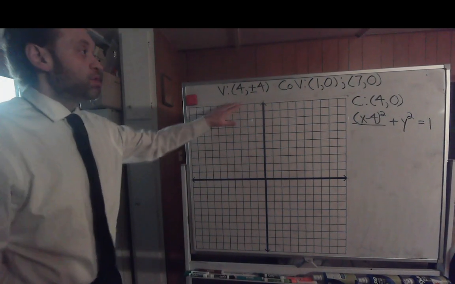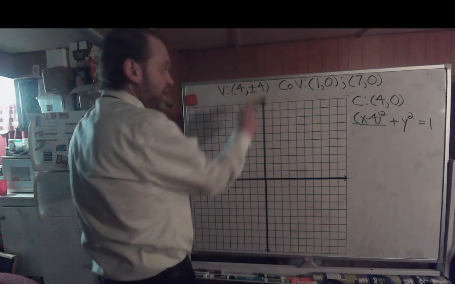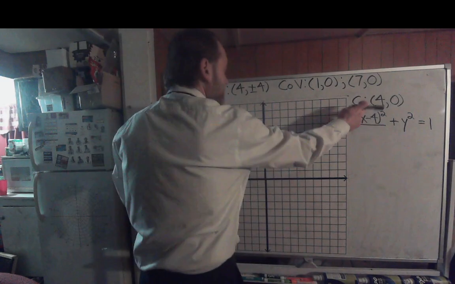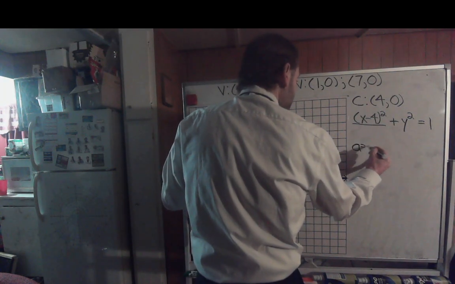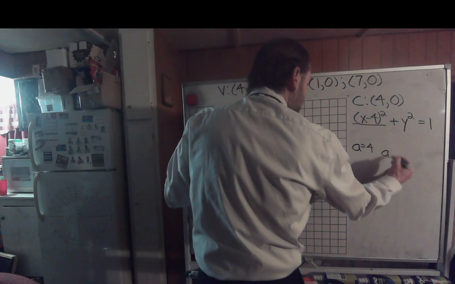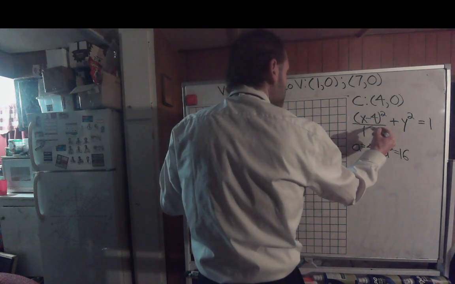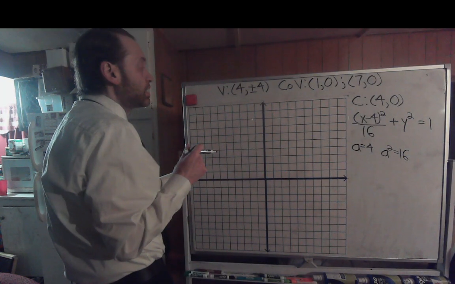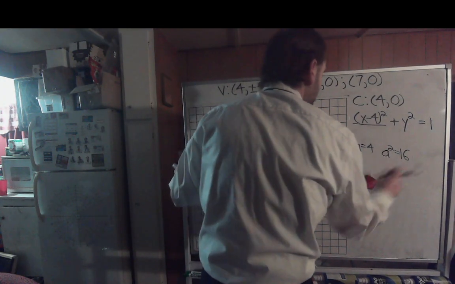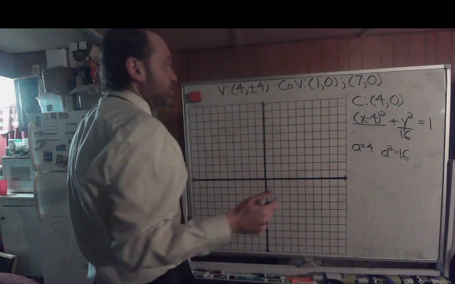Alright. Well, if the center is at (4, 0), that means from (4, 0) to (4, -4), that's a distance of 4. From (4, 0) to (4, 4), it's another distance of 4. So that means a equals 4, which then means that a squared equals 16. So my 16 would go below my y, since the y-axis is the major axis.